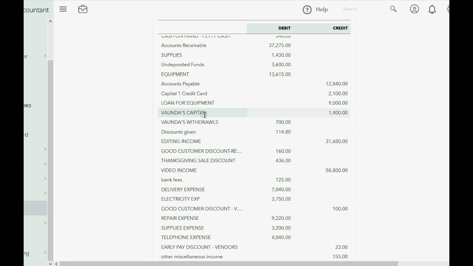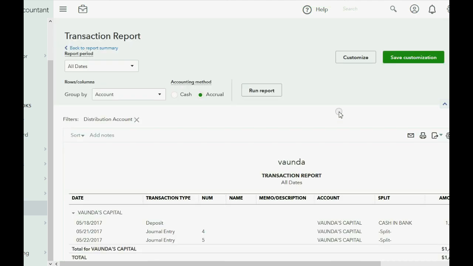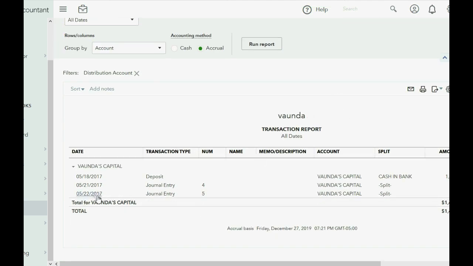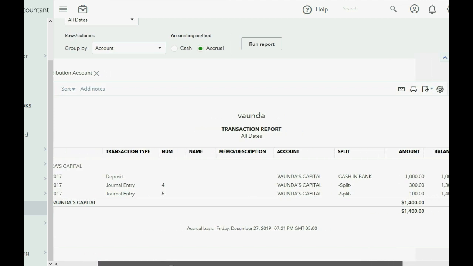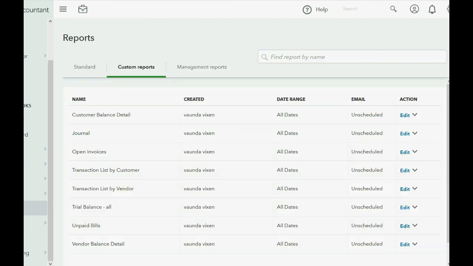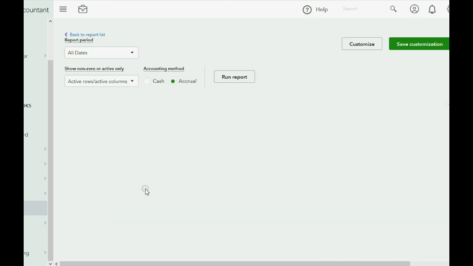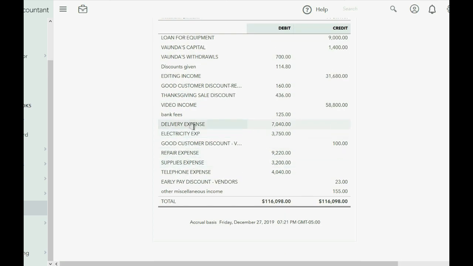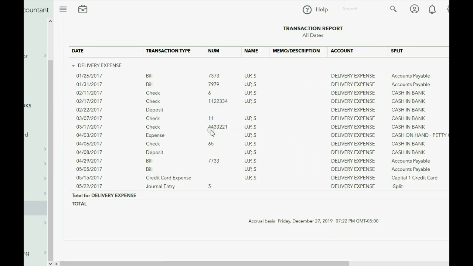and we can see Vonda's capital increased. If we double click and take a look, we can see we have another journal entry from May 22nd, increasing it by $100. And if we look at delivery expense in the trial balance, you can go down to delivery expense. Well, that increased by this $100 journal entry that we just made on May 22nd.